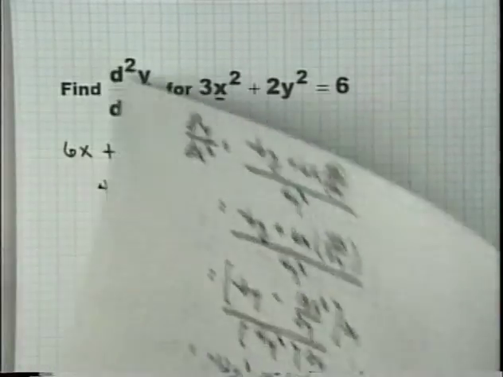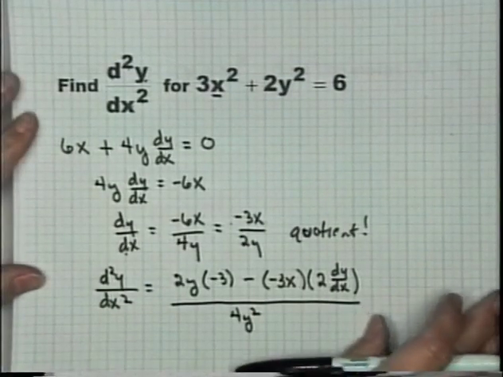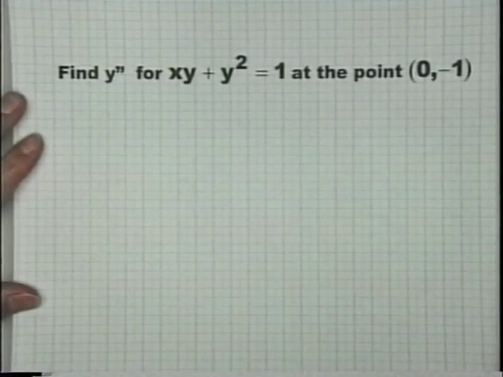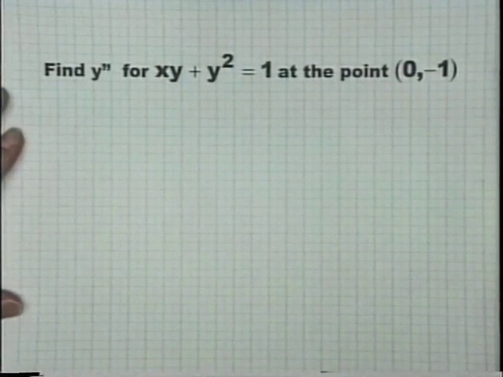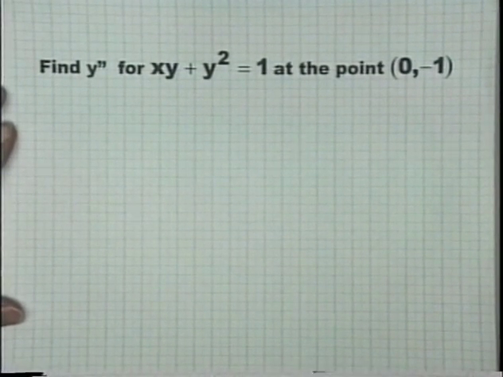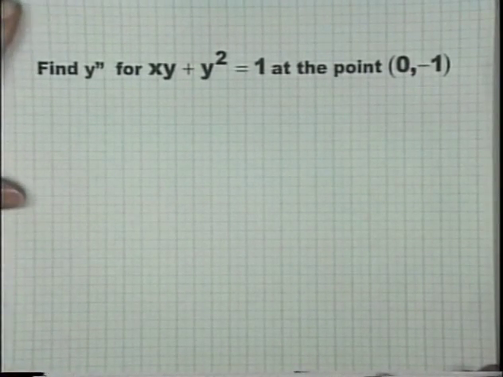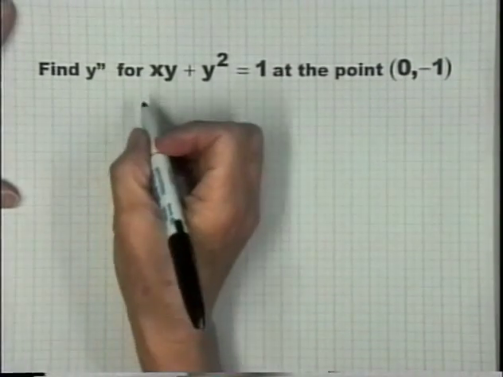Example that I would like to do for you involving finding a second derivative. Notice this says find y double prime for xy plus y squared equals 1 at the point 0, negative 1. So here, not only do we want to find that second derivative, but we want to evaluate it at a given point. Okay, so just like before, we're going to start with the first derivative.